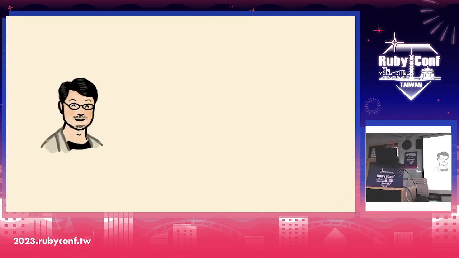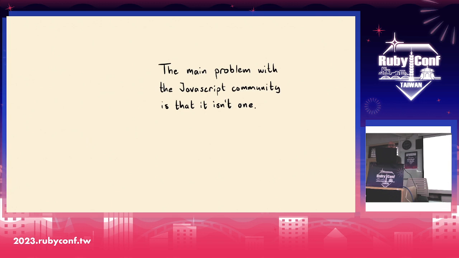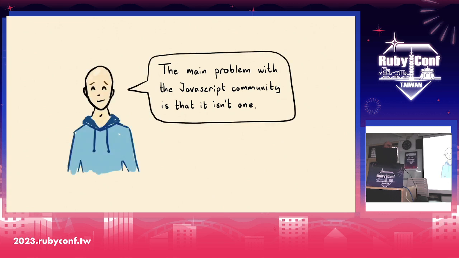So what about community? If you remember Matt yesterday, he said the Ruby community is the most precious treasure. And it explains a lot. Matt travels around the world to talk to the community and works hard to release new features for us. We don't really see this kind of thing in JavaScript. I think someone said that the main problem with the JavaScript community is that there isn't one. In fact, it was me who said that just now.